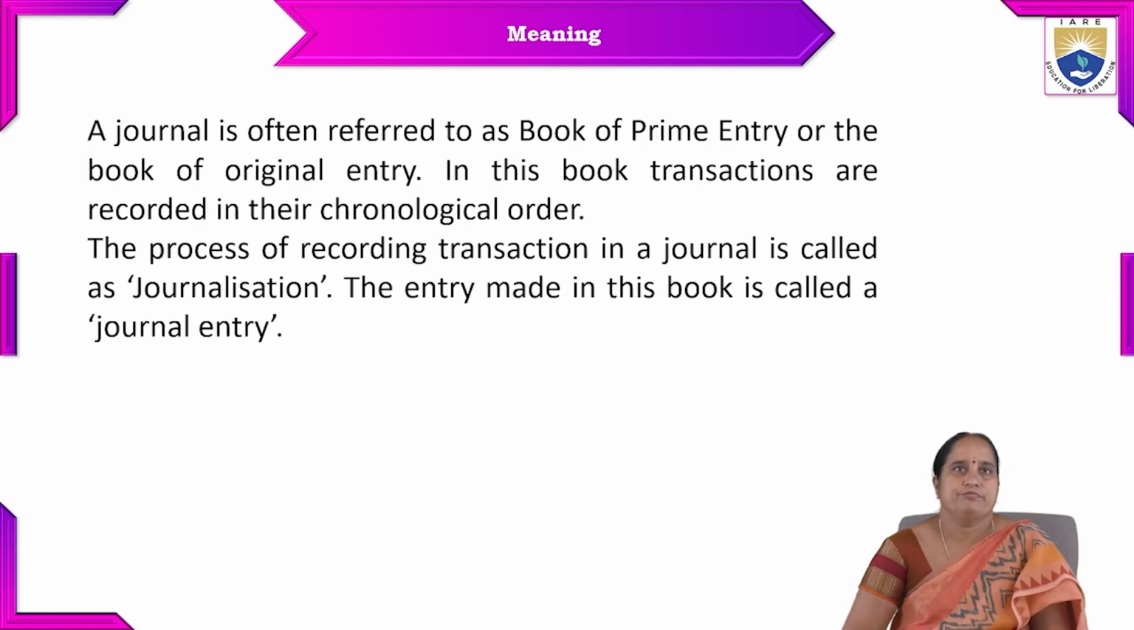Coming to the meaning of prime entry or a journal. A journal is often referred to as book of prime entry or the book of original entry. In this book, transactions are recorded in the chronological order. The process of recording transactions in a journal is called journalization. The entry made in this book is called a journal entry.